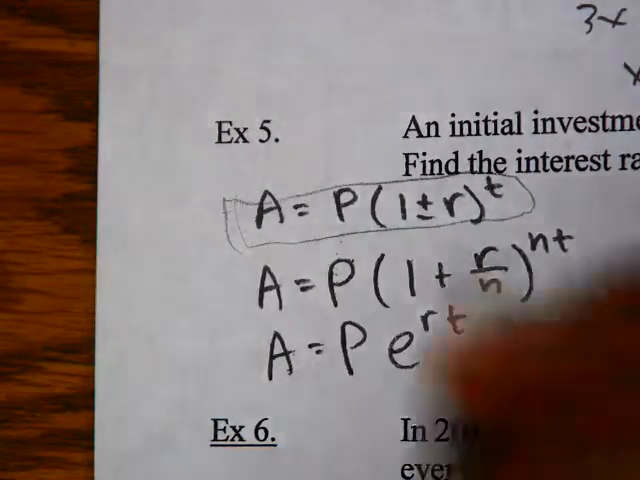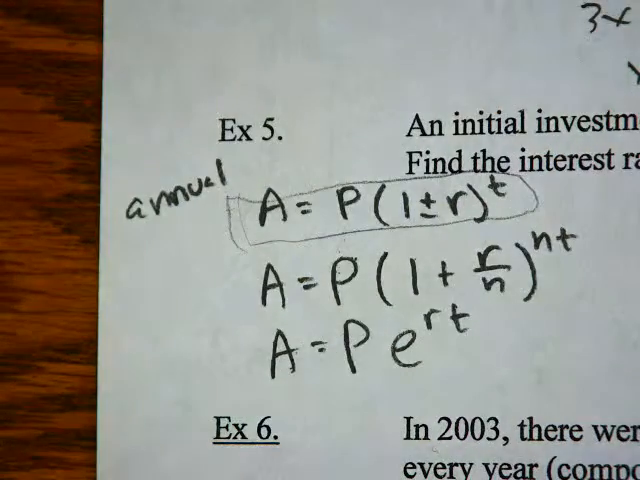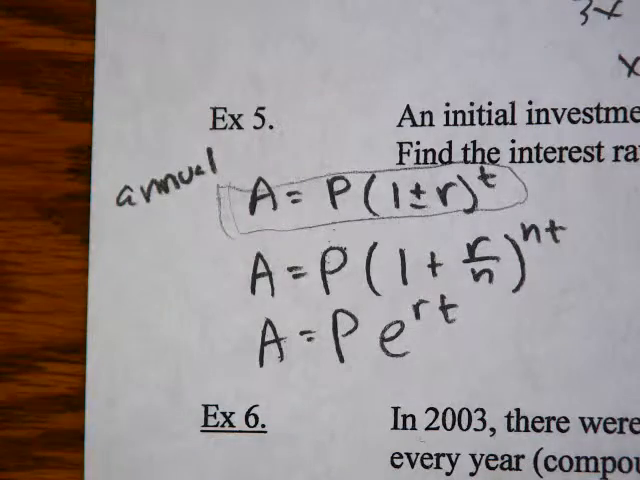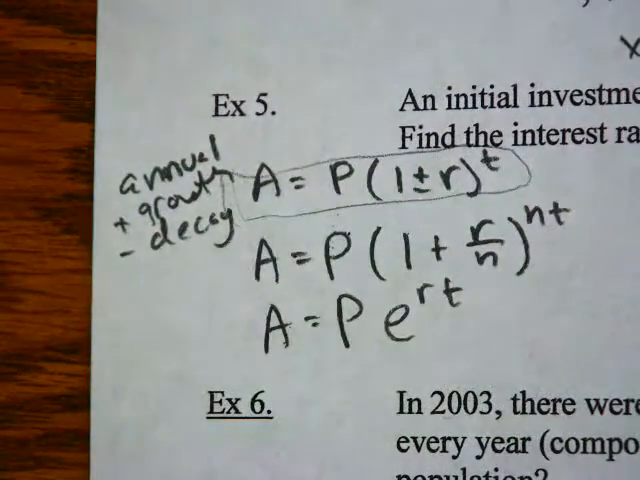Alright, let's talk about the first one. The first one's annual, and it just says annual. What about the plus and minus? Plus is for growth, and minus is for decay. That's the first one.